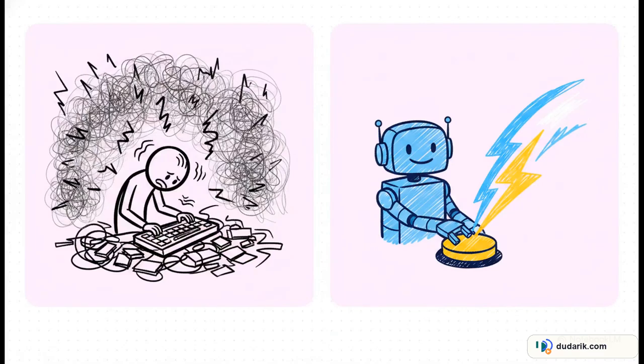The contrast here is pretty stark. With the old way, you're manually typing out constraints, attaching files, and pretty much pleading with the AI to remember your project's specific quirks every single session.